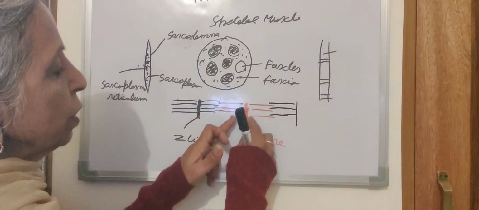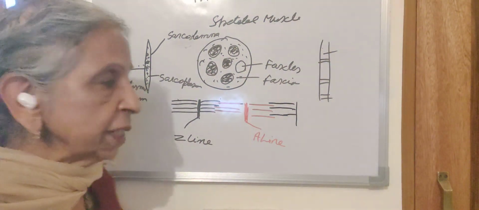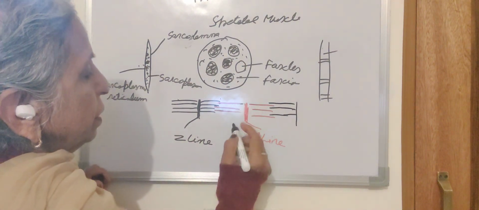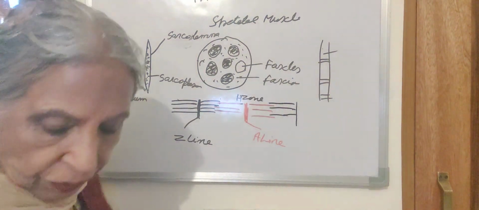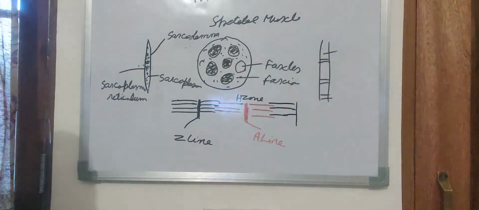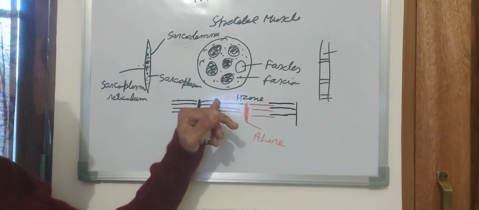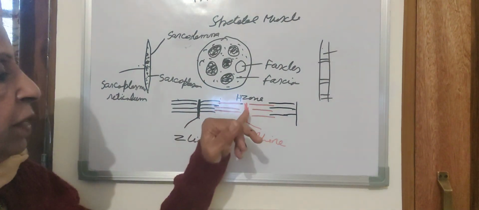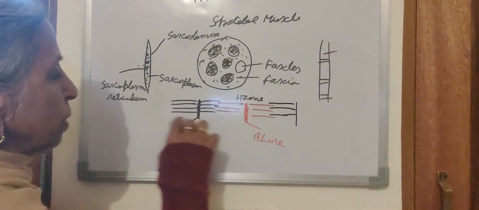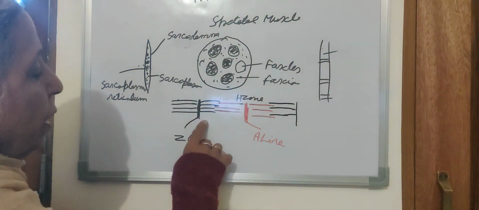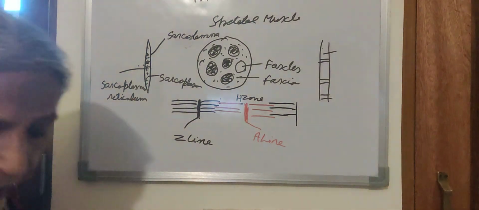The space between the two myosin, which is not overlapped by the actin filament, is called the H zone. Right? So this is the isotropic band, this is the anisotropic band. The portion of the myosin which is not overlaid by the actin filament is called the H zone. The line present in the center of the isotropic band is the Z line, and in the center of the anisotropic band it is called the A line.